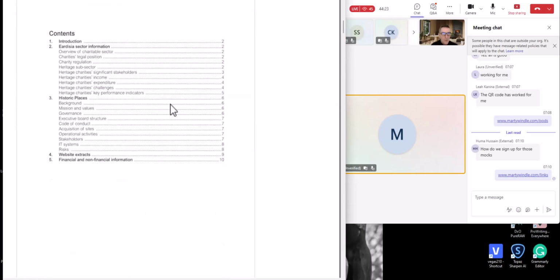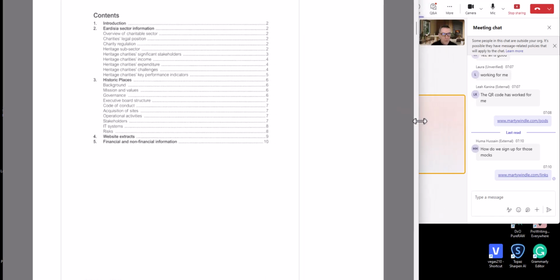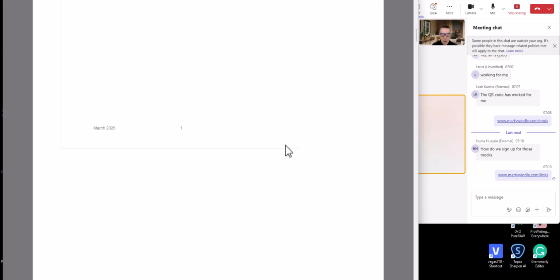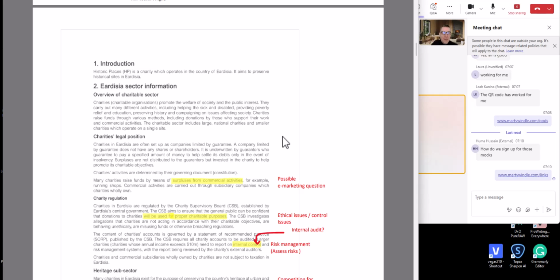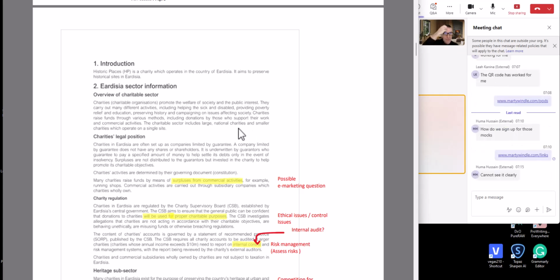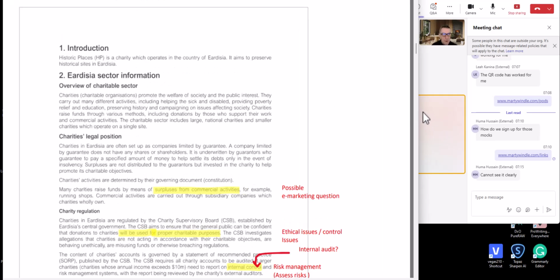Okay, so let's go through the examination. Let's go through the exam line by line. So this is a charity-based organization. They tell you in the exam what a charity is. Just trying to make it as big as possible.